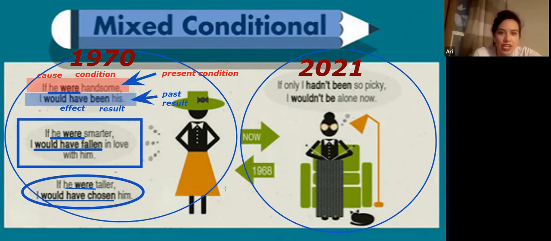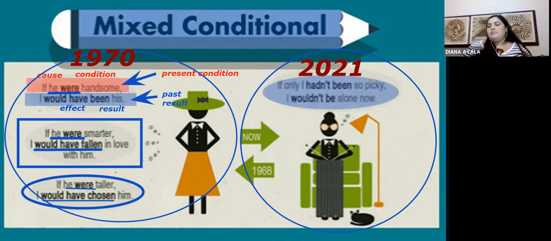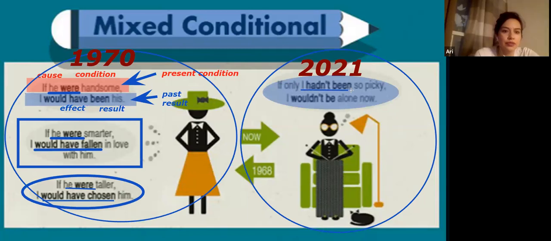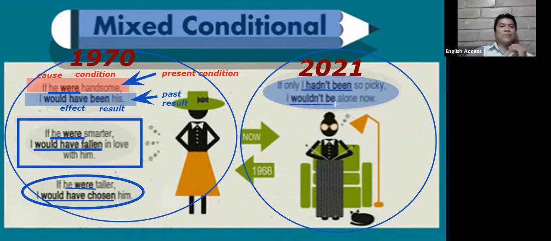Adi, can you help me with that one, please? If only I hadn't been so picky, I wouldn't be alone now. What do we have? That's a past condition. Past condition with a present result. Yes.